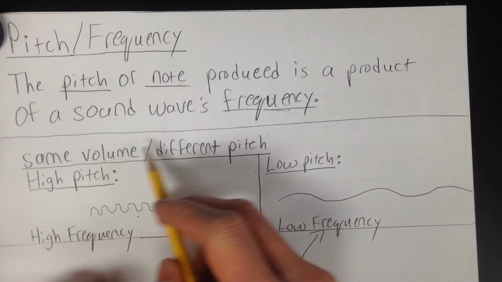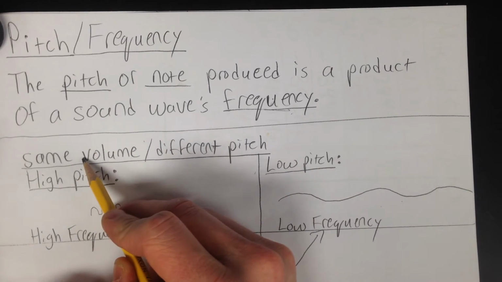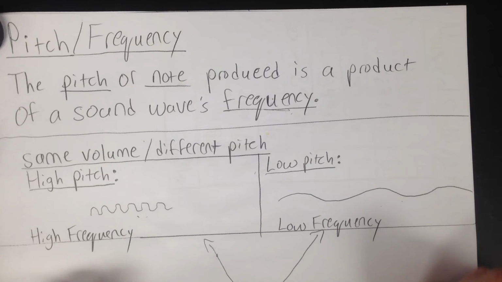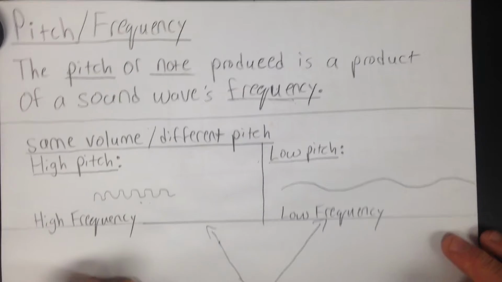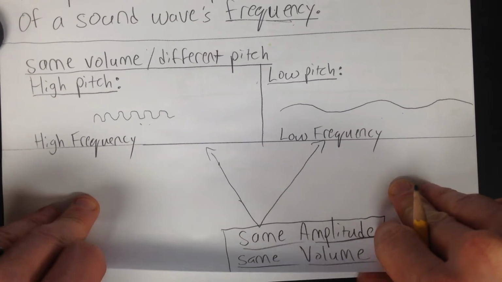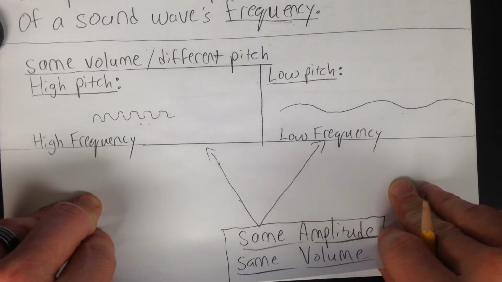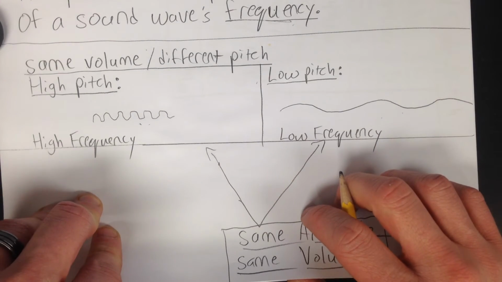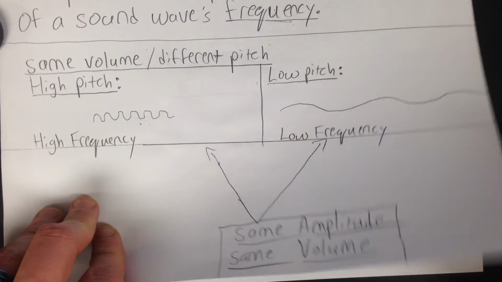But in the picture, they're different pitches, right? But they're the same volume. How do we know they're the same volume? The same volume because they have the same amplitude. Oh, I just underlined it right down there. So the same volume, those two sound waves, because they have the same amplitude. It's just one's more packed together, high frequency, high pitch.